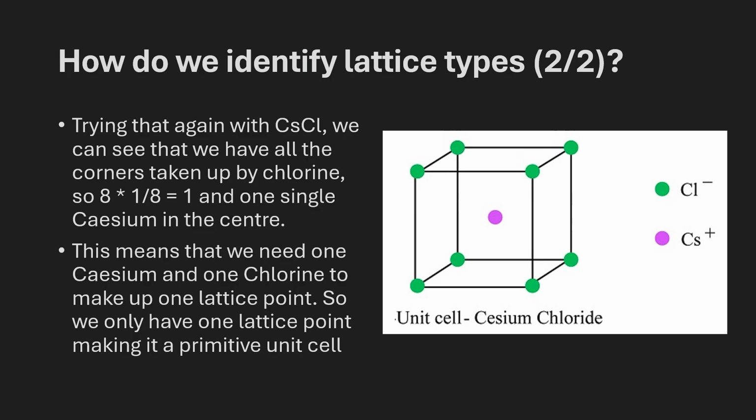So how do we identify the lattice type of cesium chloride? Well, we can see we have 8 chlorine on all the corners and 1 cesium in the center. So the 8 chlorine at 1/8 times 8, that's 1. And 1 cesium in the center, which is also 1. And 1 cesium and 1 chlorine make up our 1 lattice point. Therefore, we have a primitive unit cell, since together they are 1, and there's 1 per unit cell.